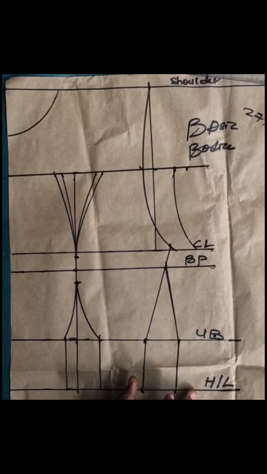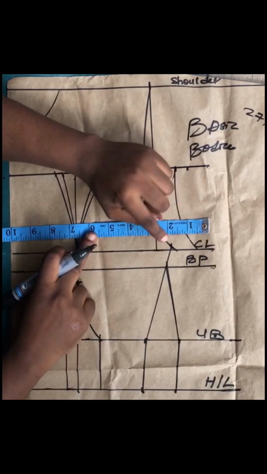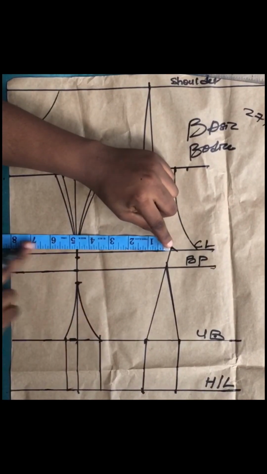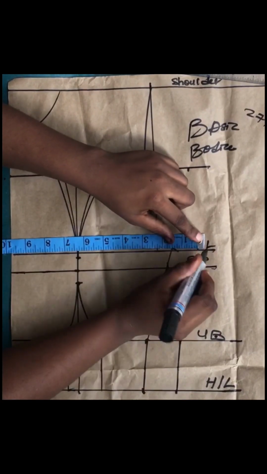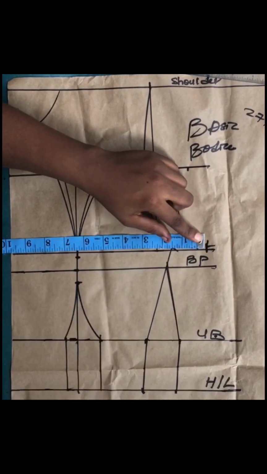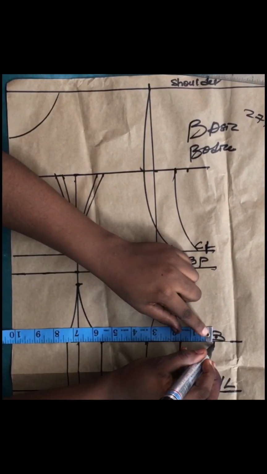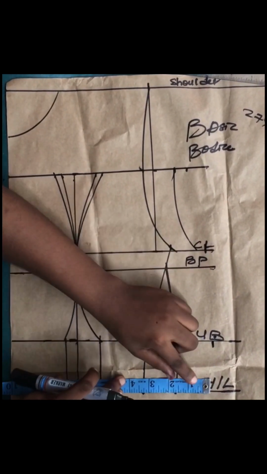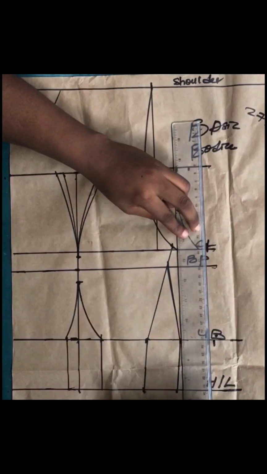So the next thing I'm going to do is to give this my sewing or stitching allowance. The stitching allowance I'm going to give here is 1.5 inches. Okay, so I went ahead to mark that on my chest line, on my underbust, and also on my half length. After making these points, I'll use my ruler and connect them.